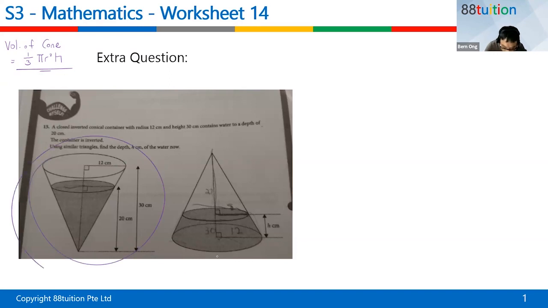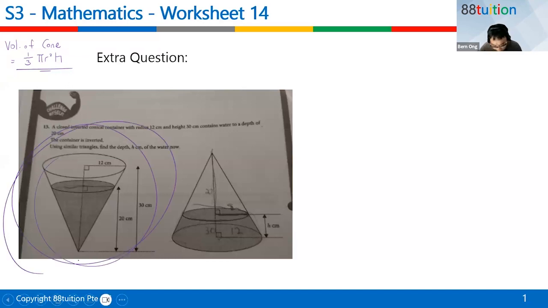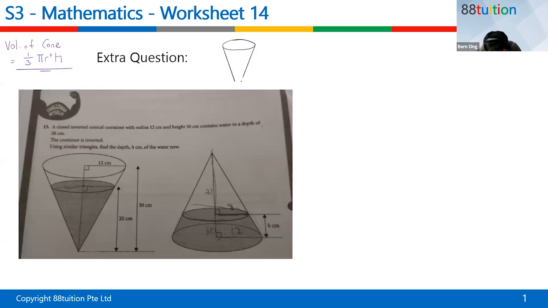These two containers are exactly the same. The first situation is it is standing on a tip, so you have the cone in this format. And the question actually gives you a clue: you can use something called similar triangle to assist you. I don't know how many of you tried this question.